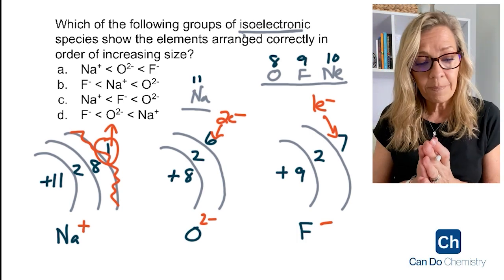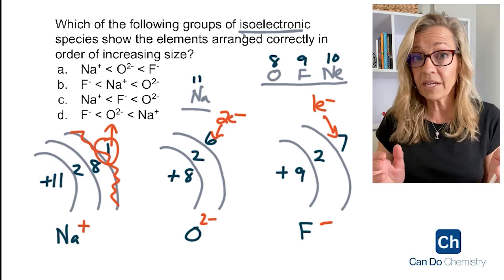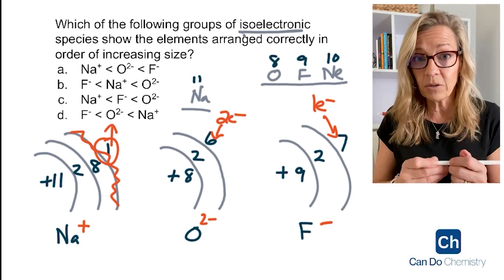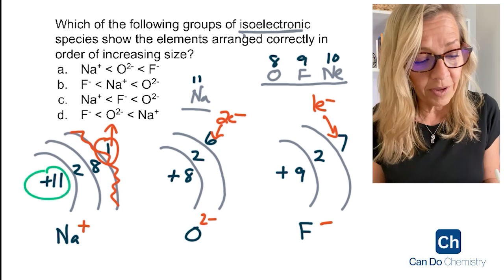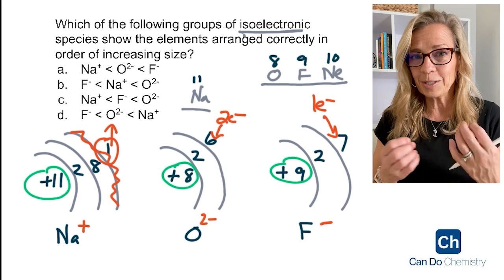What is the difference in size? And you say, well, they all have the same number of electrons. They all have 10. And basically, they're the same distance from the nucleus. So what's the difference in each of these? And I hope you're figuring out that it is the charge of the nucleus that's pulling them in.